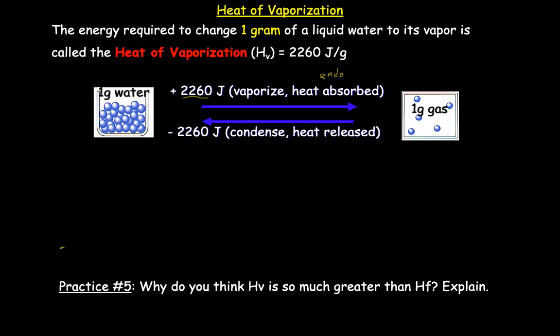Okay. And if I wanted to condense it, I would go backwards, take the gas, turn it into a liquid, and I would have to release 2260. Okay. In that case, it would be exo. Okay. And this is exactly what happens in the atmosphere, right?